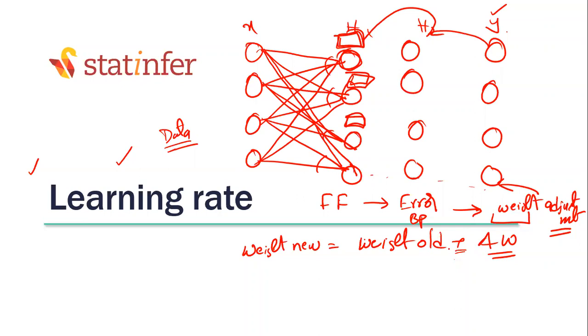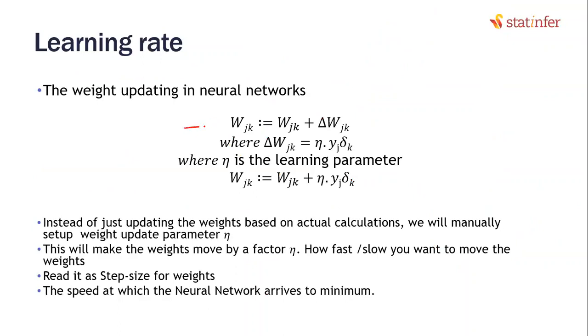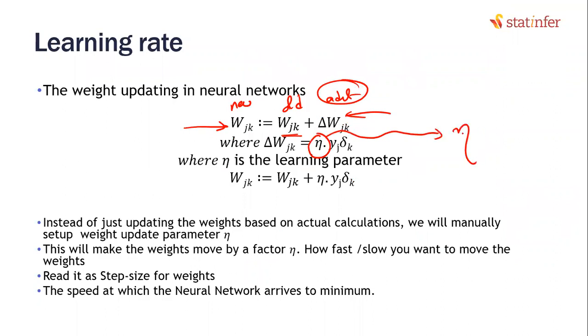But there is a small twist there. This is the original weight updating formula, where weight new equals weight old plus some weight adjustment. Instead of adjusting as it is, whatever is the weight adjustment, we multiply it with some parameter called eta, which is known as the learning rate. That means instead of updating the weight based on the formula directly, I am multiplying it with eta, the learning rate.